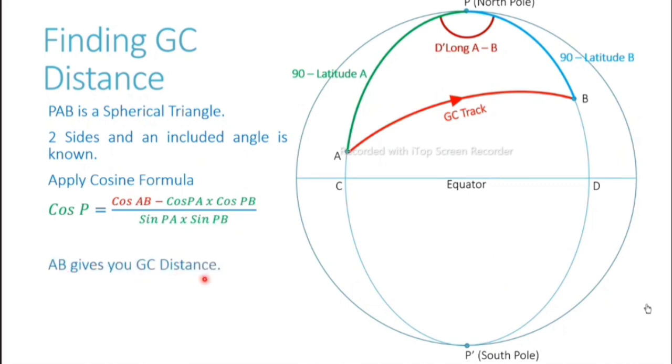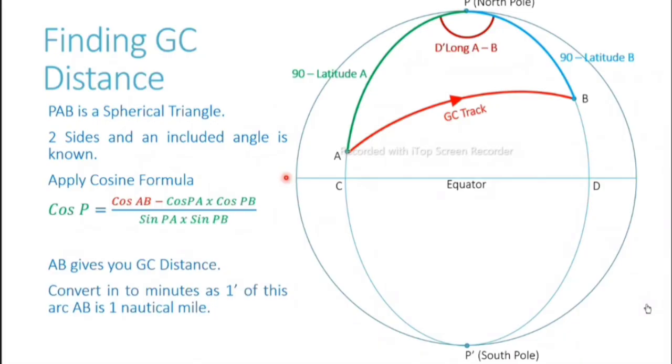AB gives you the great circle distance. Now, one very important thing to understand here is that when we apply the cosine formula, we are going to get this side AB in degrees, minutes, and seconds or decimal of a minute. Now, to calculate the distance, how do we convert this side AB into the great circle distance?